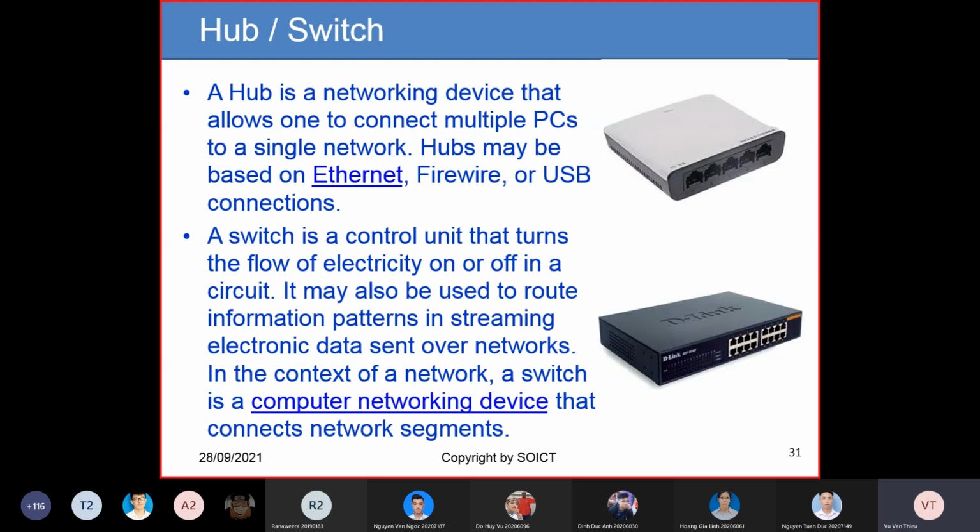From one port we share, we split to others. The hub is a very old one, and it's very stupid. The switch is more intelligent, but it has the same role. It splits from one port and shares and divides into another port.